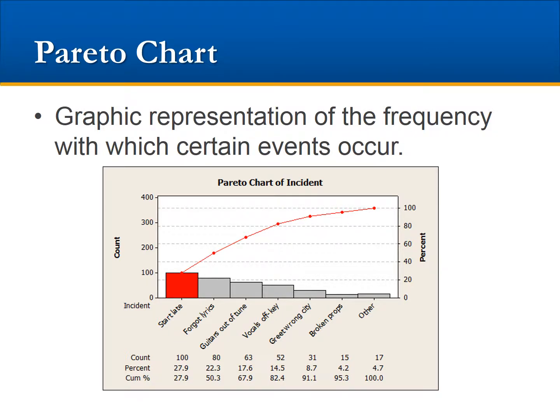I find the Pareto chart most useful when trying to present data, such as in a meeting. Take a look at the example. I might make the comment, according to the Pareto chart, starting late is the main incident, accounting for approximately 27% of all rock tour incidents. We should focus on that. Unfortunately, everyone always tries to focus on broken props. Well, that accounts for less than 5%. We would be better served to focus our efforts on starting late and eliminate the highest incident rate among dissatisfied audience members.